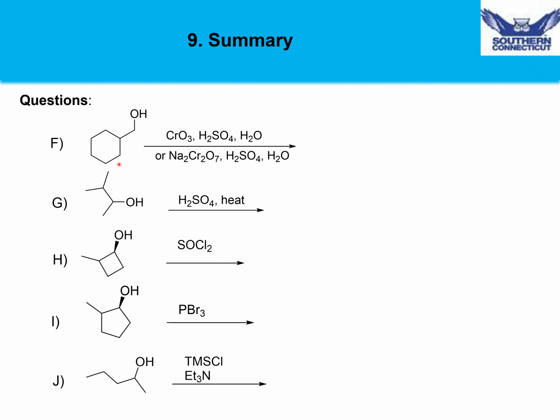In this slide, we have a primary alcohol that will be oxidized with chromic acid. In the second reaction, we're using a secondary alcohol to react with sulfuric acid and heat. The third reaction will involve a secondary alcohol and thionyl chloride. And a similar reaction is reacting a secondary alcohol with phosphorus tribromide. Lastly, we're going to take a secondary alcohol and react it with TMS chloride and base in the form of triethylamine.